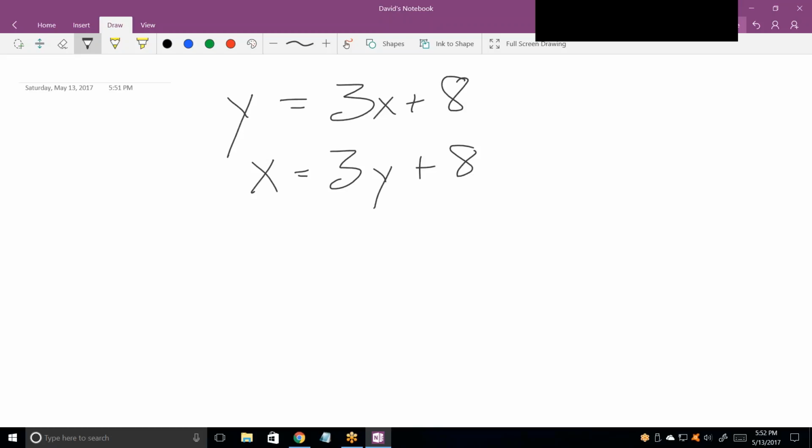You divide it by 3. Not yet. Usually you want to get rid of stuff that's being added or subtracted first. Notice here's the problem with dividing by 3. I have to divide that by 3 also, and then I have to divide that by 3. So it's a little more difficult if you get rid of multipliers before you get rid of stuff being added. The 3 is a multiplier. The 8 is being added. So first let's subtract 8.